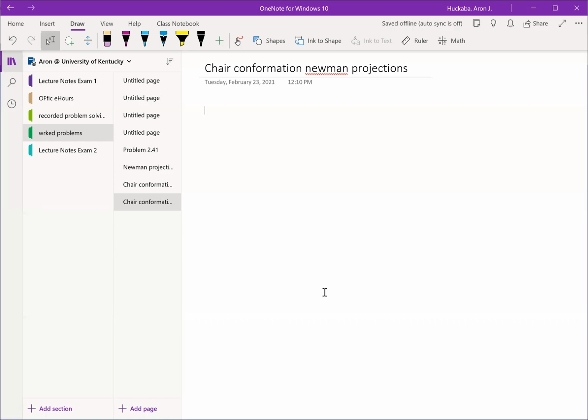Hello and welcome to a small tutorial on drawing Newman projections for chair conformations of cyclohexane. So if you remember, we talked a little bit about cyclohexane. There we are, that's a nice cyclohexane, and how cyclohexane has 12 hydrogens.